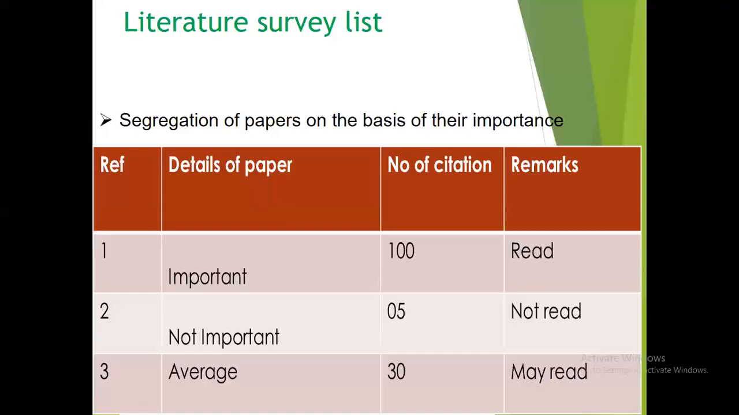If you segregate on this basis, it will be easy for you to carry out your literature survey, because whenever you find a number of articles related to a particular area, you have to segregate them. You have to make different folders, and whenever required you may have to go for the non-important ones also, but generally people go for the important articles and average articles.